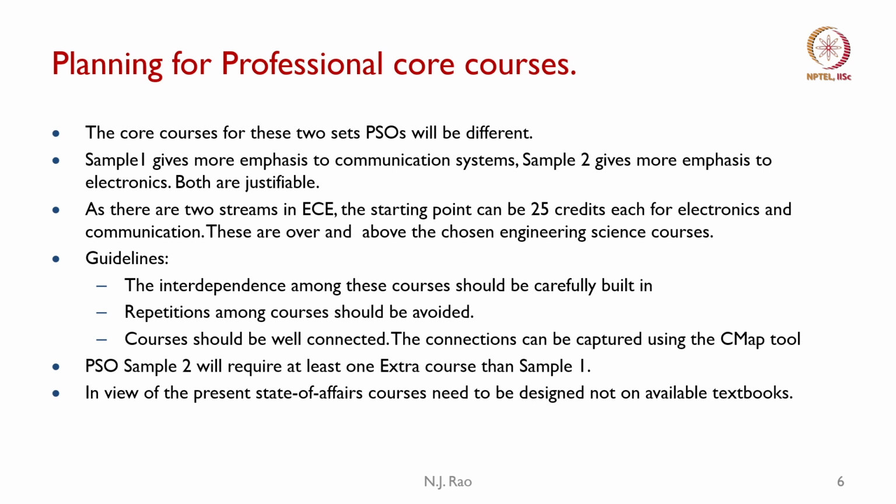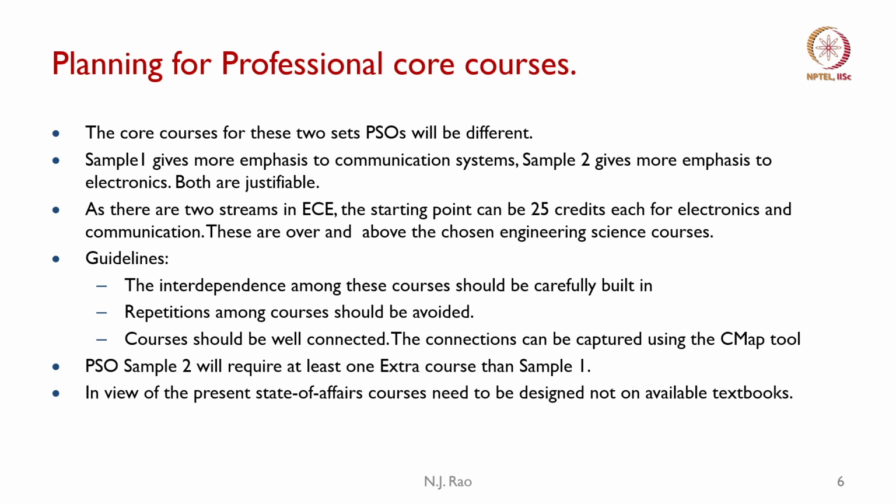Planning for professional core courses. The core courses for these two sets of PSOs will be different. Sample 1 gives more emphasis to communication systems. Sample 2 gives more emphasis to electronics. Both are justifiable. As there are two streams in ECE, the starting point can be 25 credits each for electronics and communication. You have two streams, and we consider both equally important.